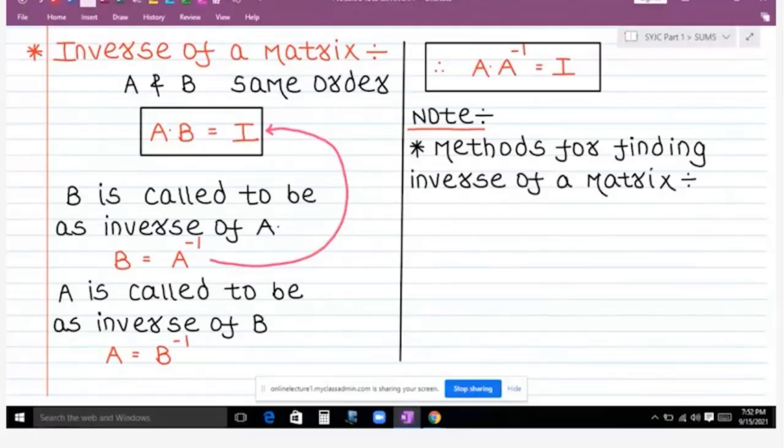and the two methods which we are going to study, number one is the row transformation method, and number two is the column transformation method. बराबर है? Right on. Next one.